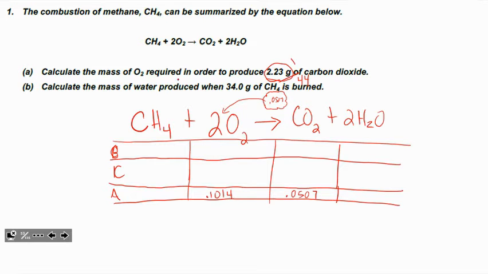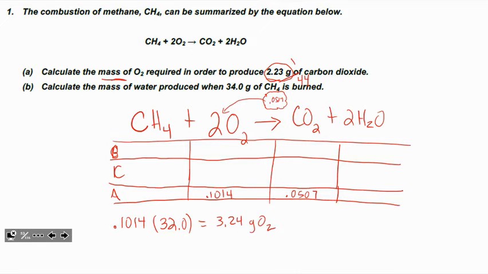But they didn't want to know moles of oxygen. They wanted to know grams. So we're going to take that and multiply it by 32, because oxygen is a Brinkelhoff, so 32. And when we do that, we end up with 3.24 grams of oxygen needed.